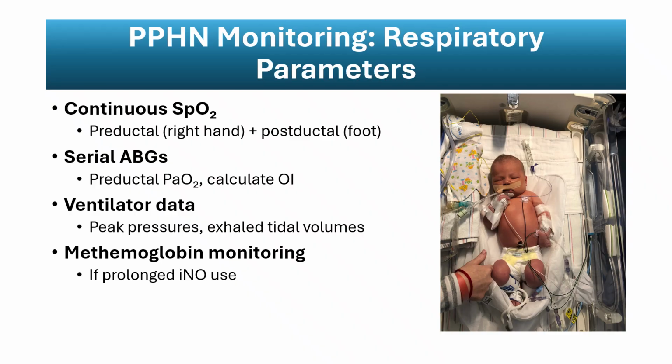Monitoring respiratory function in PPHN focuses on continuous assessment of oxygenation, ventilation, and gas exchange. Preductal and post-ductal oxygen saturations are measured continuously to detect right-to-left shunting and guide therapy. Serial arterial blood gases are obtained to track preductal PaO2 and calculate the oxygenation index, which informs severity and escalation decisions. Ventilator parameters, including peak inspiratory pressures, tidal volumes, and positive end expiratory pressure, are closely monitored to ensure adequate alveolar recruitment while minimizing barotrauma.